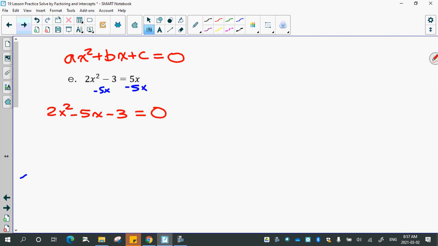Common factors? No. Count the terms. 3. What type of trinomial is it? There's not a 1 in front, there's a 2, so it's a complex trinomial. Which are probably the hardest ones to factor?